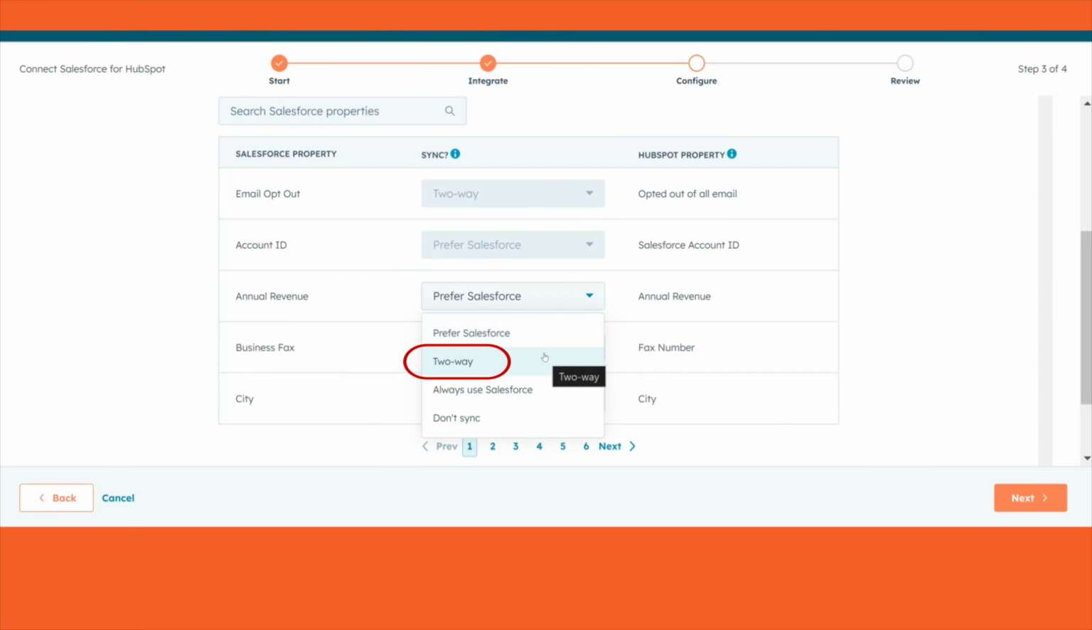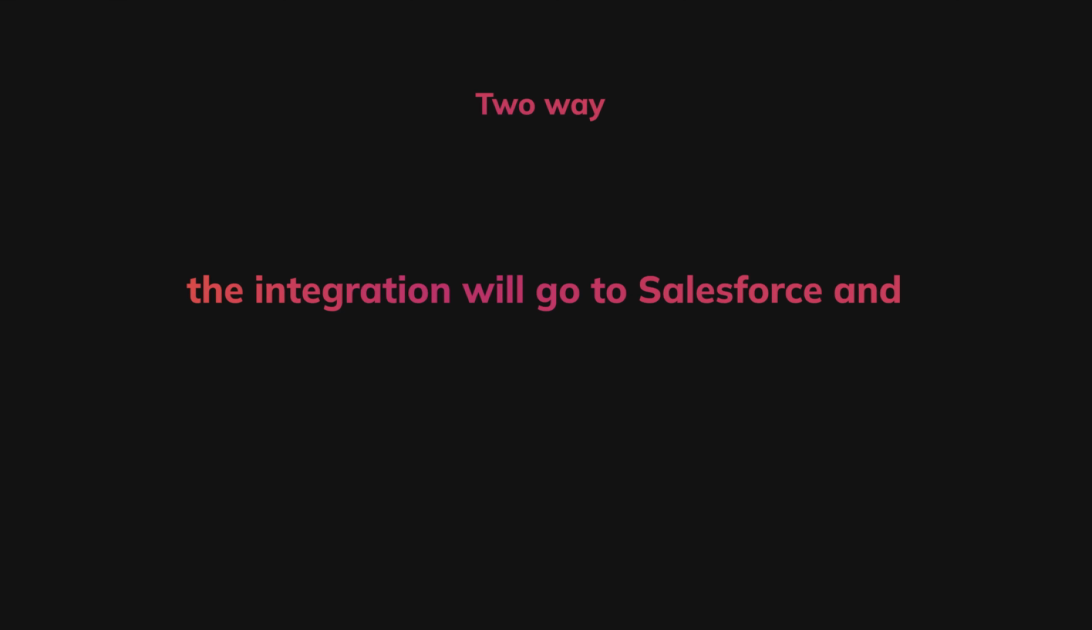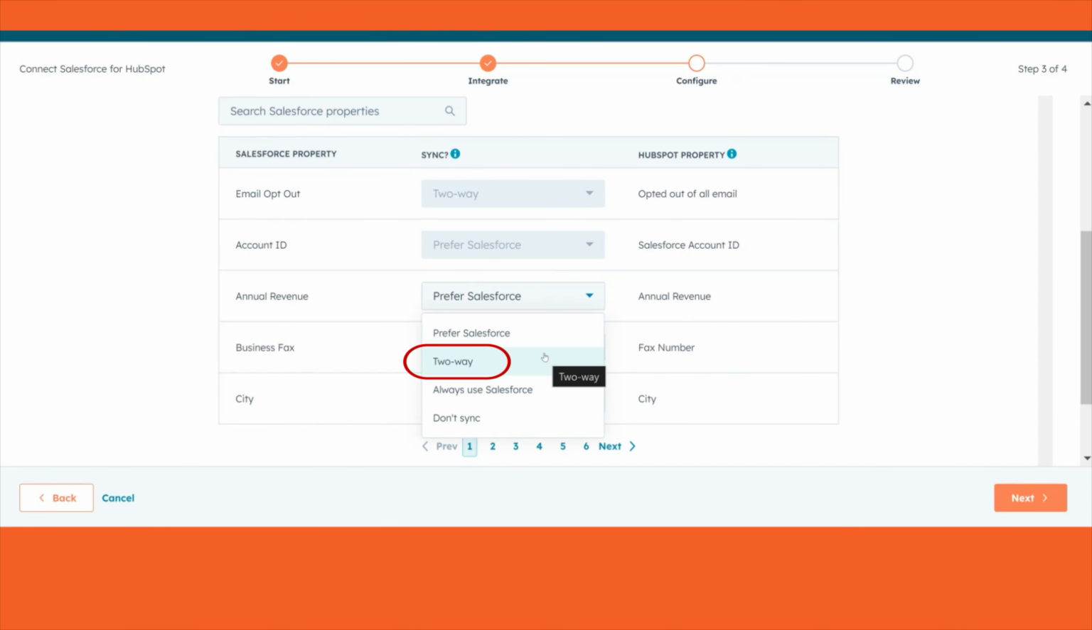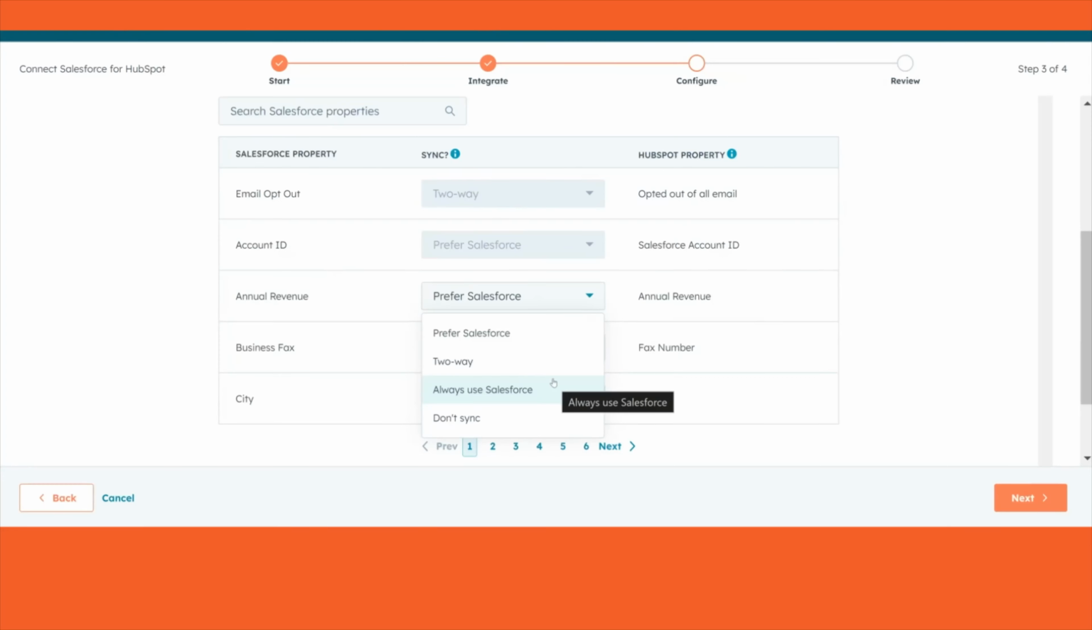A two-way sync detects which value in the property is more recent. So if you have a contact in Salesforce with $1 million annual revenue, then create it from scratch in HubSpot without any data there, the integration will go to Salesforce and override that information, making it 0. When choosing two-way sync, it's important to make sure the information is clean and accurate when you're integrating these two CRMs. Next, if choosing Always Use Salesforce, this is similar to Prefer Salesforce, but it will trust Salesforce as a source of truth, even if the field is empty. And finally, the Don't Sync option simply means don't transfer any information between these two properties.